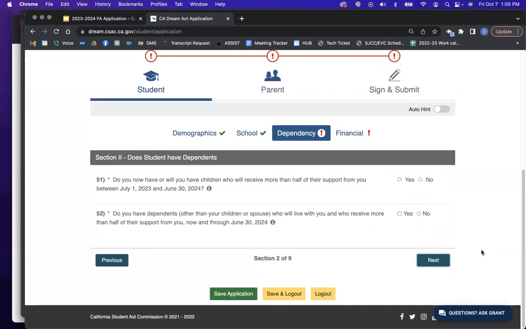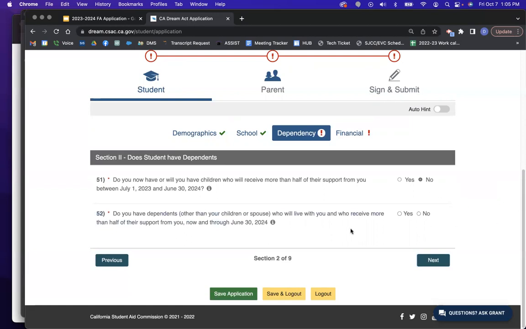Then it's going to ask you about any dependents that you may have. So if you have or if you will have any children that receive at least half of their support from you between July, so this upcoming summer, to next summer, then you would say yes. If you do have any children or will be having children starting in the summer, then you definitely want to say yes, so that you can qualify for additional grants for students with dependents.